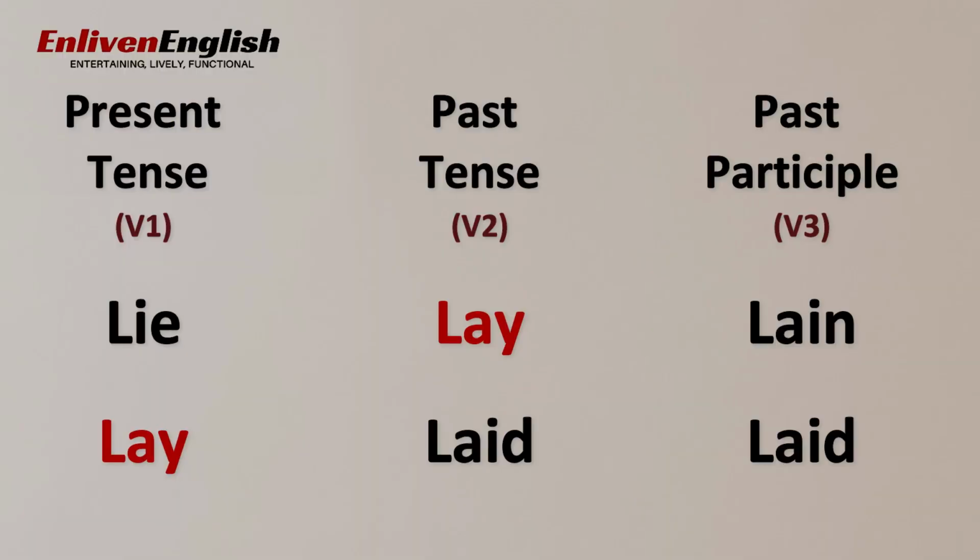First, the second form or the past tense of verb lie is not laid and not even lied. It is lay. And the second form of verb lay is laid. We need to remember these verb forms to use them correctly.